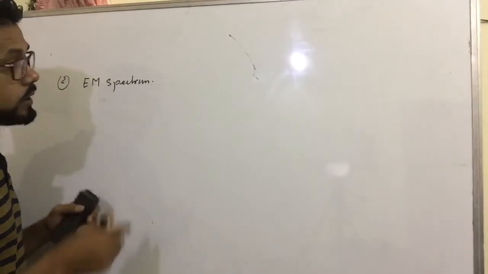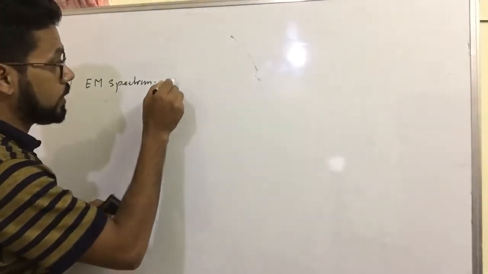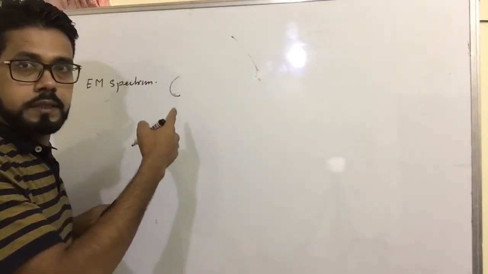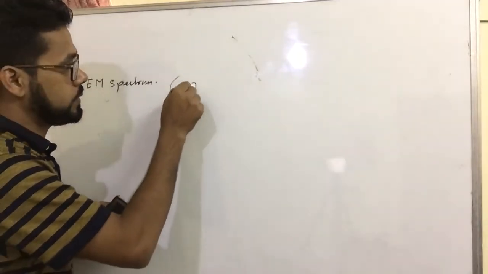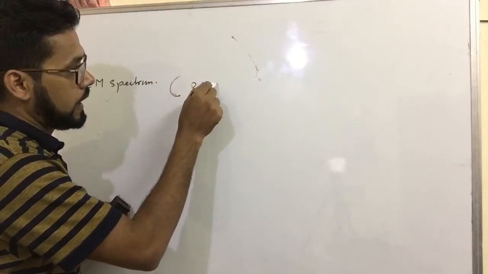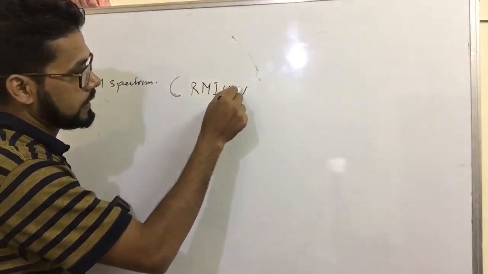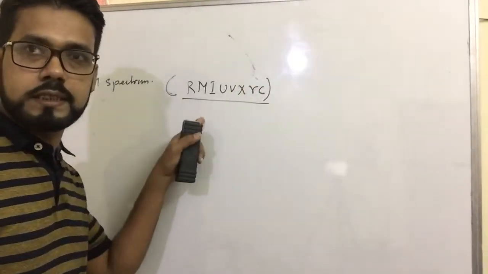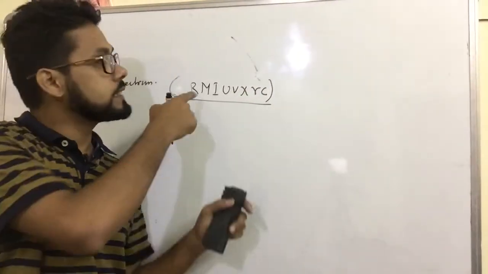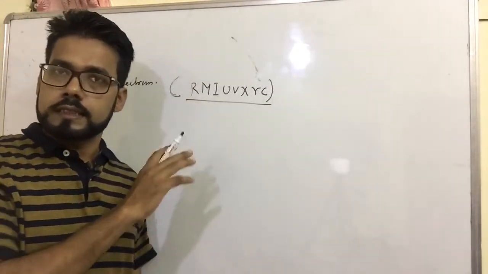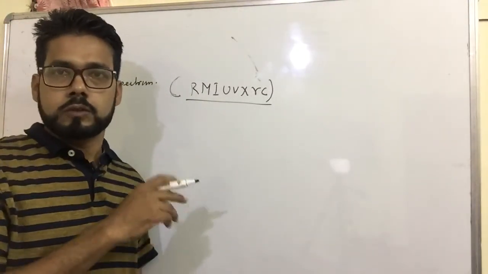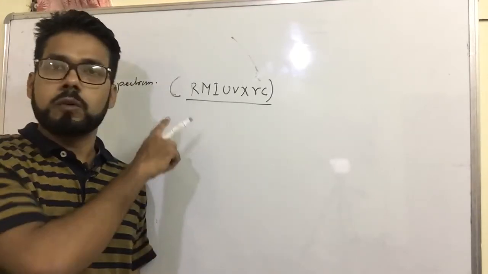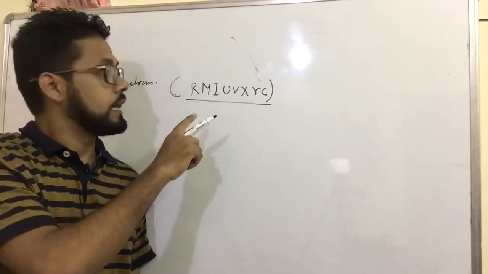Whenever we encounter the electromagnetic spectrum, always remember this formula, which is not available in a book. I abbreviated it so that I can easily remember: R M I, I, U V X gamma C. This is a code nomenclature to remember. This is the increasing order of frequency. Always remember, this is not available in a book like that. Only to remember the electromagnetic spectrum, I abbreviated the whole spectrum like that.